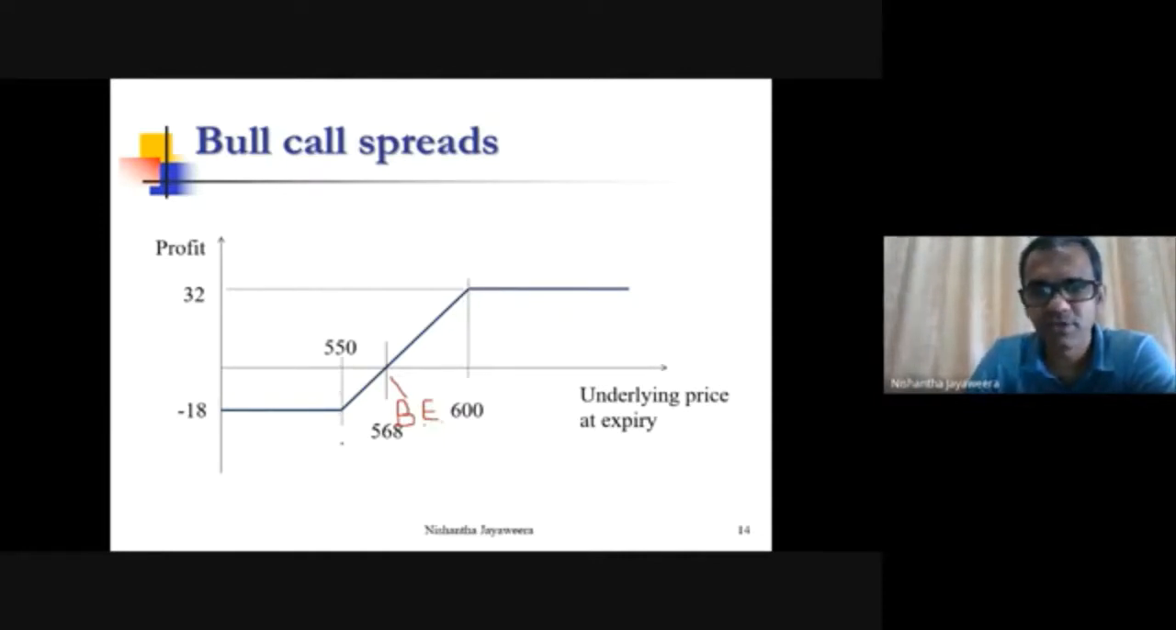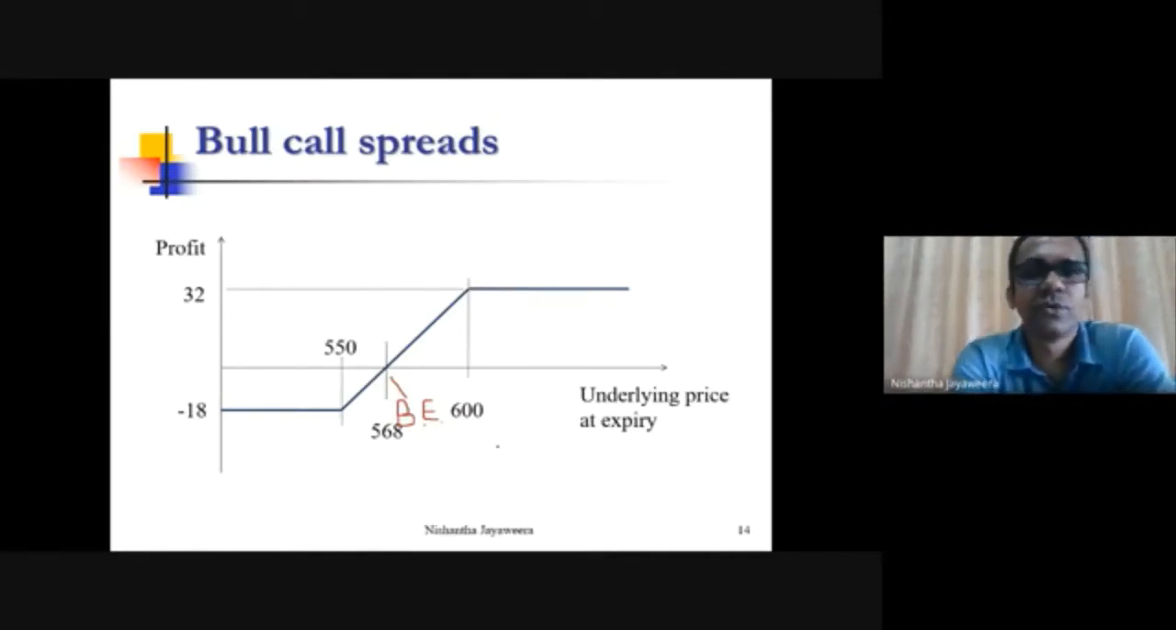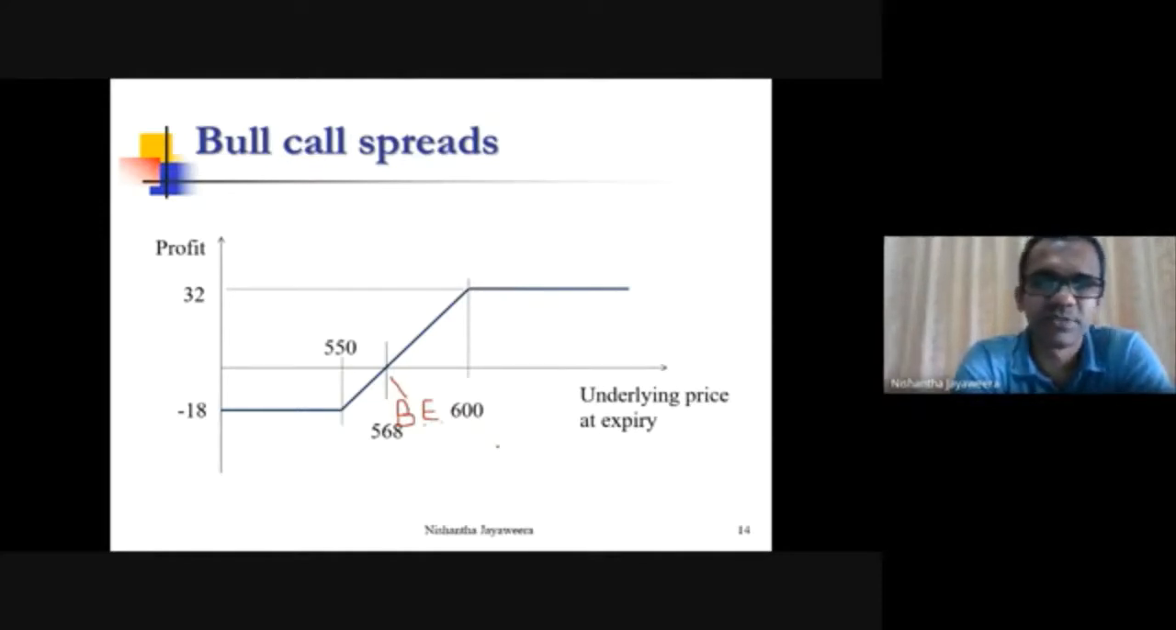If it remains below 550, your maximum loss is 80. This is how the bull call spread payoff diagram, or sorry, profit diagram, would look. Is it clear? So for you to understand this, you should be clear about when to exercise your rights as an option buyer and what are the obligations that you will face as an option seller.